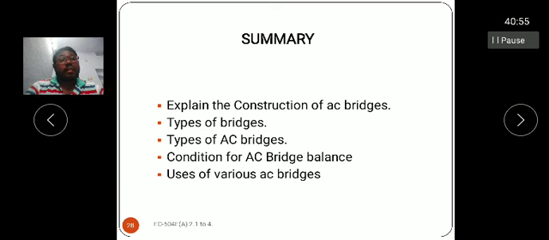First one is the construction of the AC bridges. Second one is what are the types of bridges, and what are the types of AC bridges as well as the DC bridges, and the condition for AC bridge balance, and what are the uses of the various AC bridges.